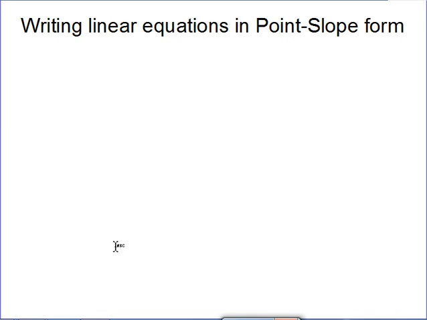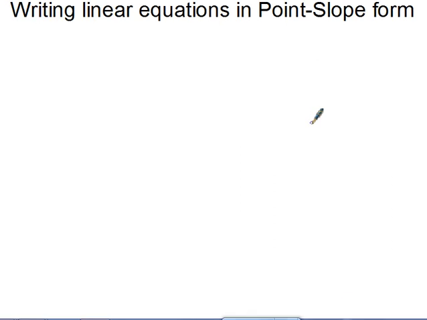Writing linear equations in point-slope form. As the name indicates, if we have a point on the line and the slope of the line, there's a very quick and easy way to write the equation of that line using the point-slope form. Point-slope form looks like this: y minus y sub 1 equals m times, in parentheses, x minus x sub 1.